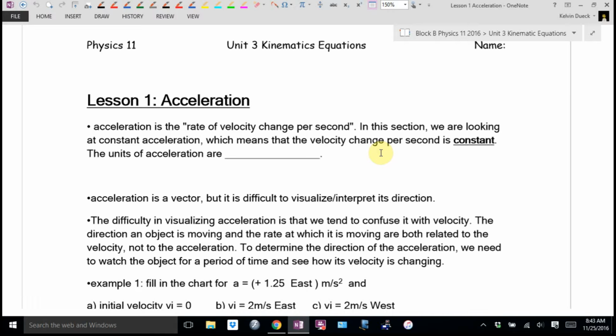Acceleration is defined as the rate of velocity change per second. It's how fast your speed is changing. If you're accelerating faster, your speed is changing faster. Doesn't mean you're going faster, it means your speed is changing faster. In this section, we're going to be looking at constant acceleration, which means our velocity change per second will be constant. And the units for acceleration are meters per second squared. For the rest of the year in particular, it will become worth it to memorize what units go with what concepts. It really cuts down on your thinking and mistakes.